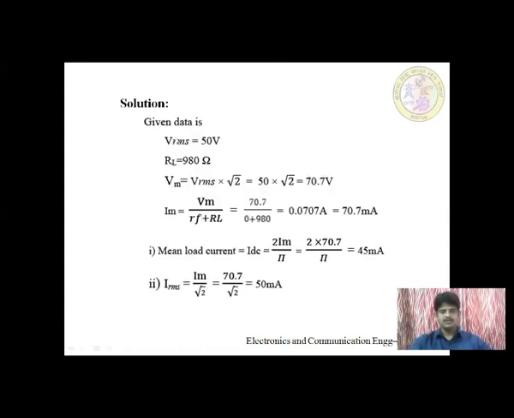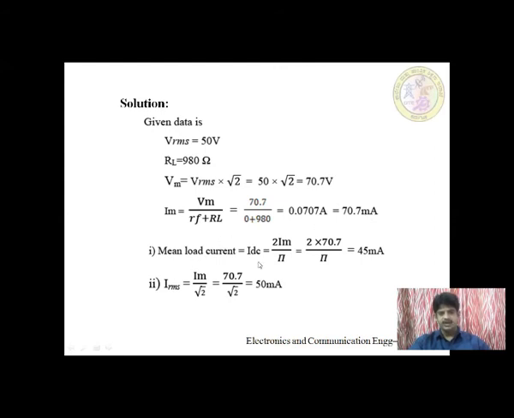So let's solve this. Vrms is given as 50 volt and RL is given as 980 ohm. We know the equation Vm is equal to Vrms times root 2. So if we calculate 50 into root 2, you get 70.7 volt. Next we have to calculate the maximum current Im. It's Vm by Rf plus RL. Vm is 70.7, and Rf is considered ideal, so we take it as 0. RL value is 980 ohm. So when you simplify this, you'll get 70.7 milliamps.